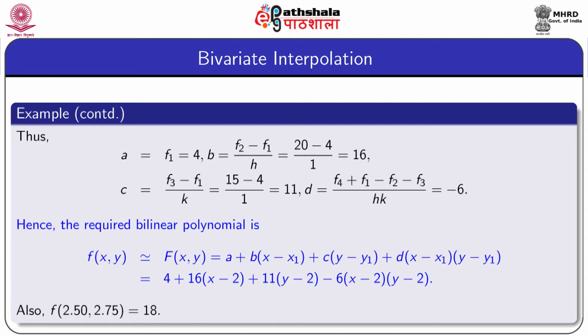Also, small f of 2.50 comma 2.75 equal to 18 by substituting the values of x equal to 2.50 and y equal to 2.75 into the above expression, and this is the final approximate value of f at the given points 2.50 and 2.75. So, we have discussed 2 local matching methods. One is called the triangular interpolation method, other is called the rectangular or bilinear interpolation method.